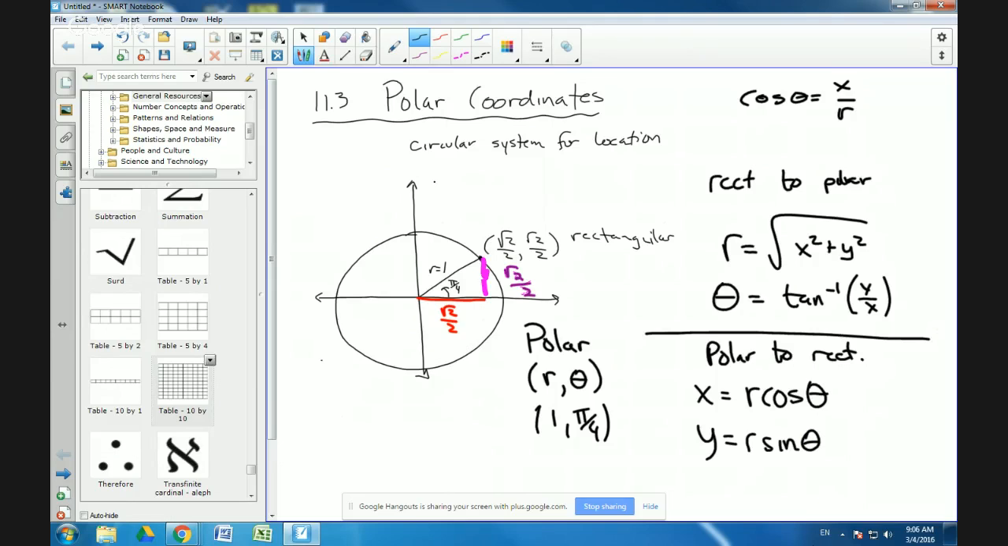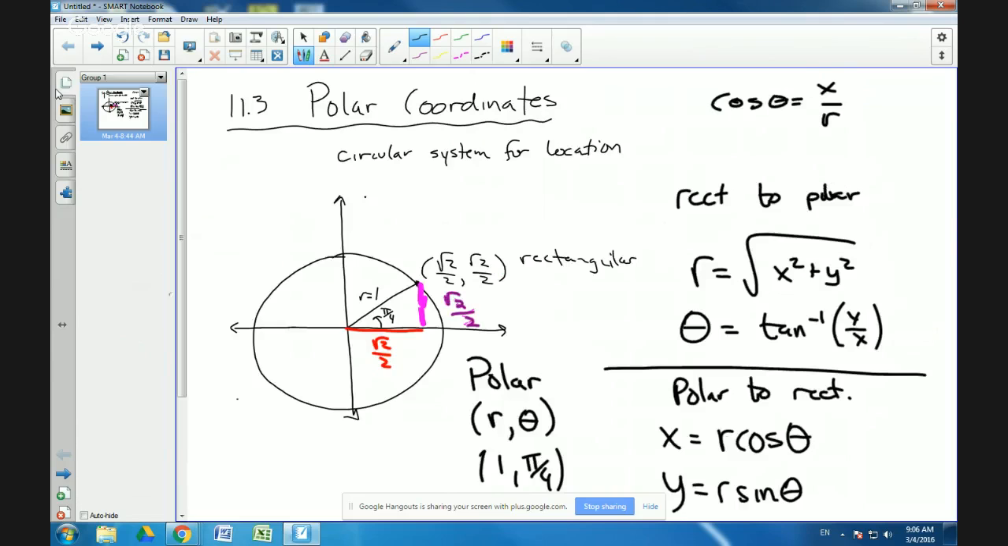So you can transfer between polars, rectangulars, and back again. Right? So we're basically making a circular system of finding your location. Okay? Any questions there so far? Do I need to show you examples of transferring between the two? Yeah.